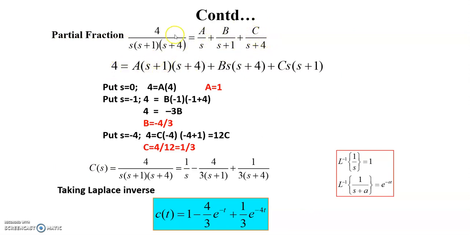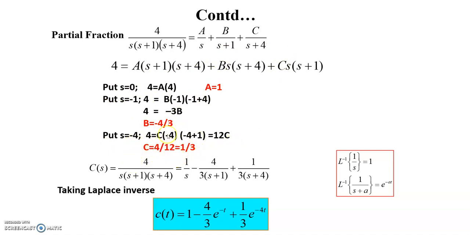So 4 = A(s+1)(s+4) + Bs(s+4) + Cs(s+1), taking common factors on both sides. Put s = 0, so your A value is 1. Next put s = -1, your B value is -4/3. And put s = -4, your C value is 4/12, which is equal to 1/3.